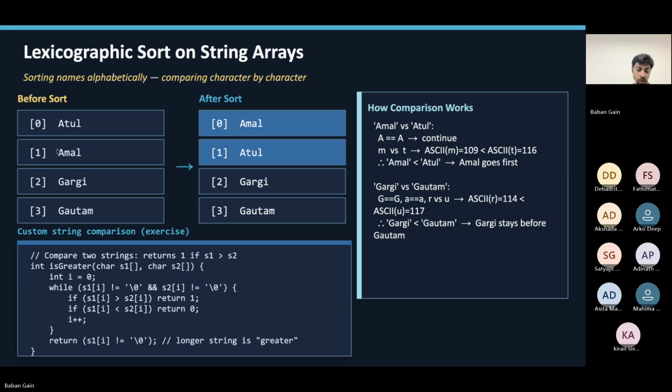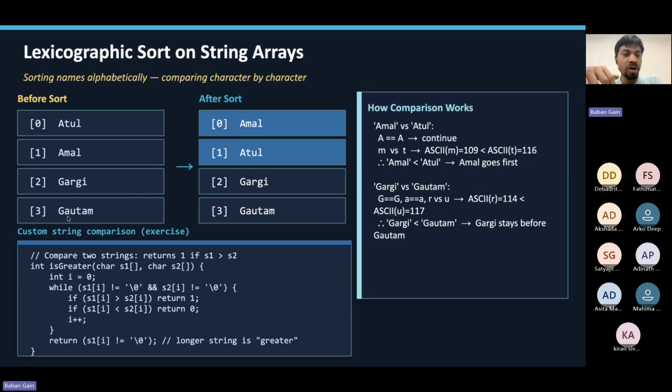For tie breaking, you have to go to the next element. Here it is T and here it is M. Which comes first, M or T? M is before T, right? So this one will come here, at the second position. Similarly for Gargi and Gautam, R comes before U. So this will remain at the third position only.